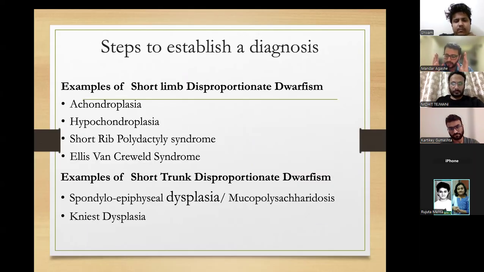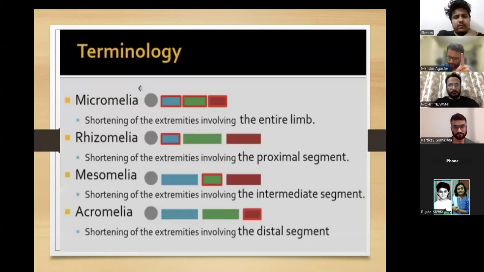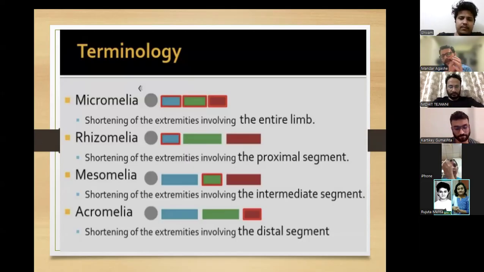You have to check whether it is a disproportionate or a proportionate dwarfism. In disproportionate dwarfism, look at the limbs, whether it is a short limb or a short trunk dwarfism. Once you do that, then you look at the limb segments: upper segment, middle segment, and lower segment. If the upper segment is short, it is known as rhizomelic dwarfism. If the middle segment is short, meso meaning middle, it is mesomelic dwarfism. If the distal segment is short, it is acromelic dwarfism. And if the entire limb is short, it is micromelic dwarfism, right?